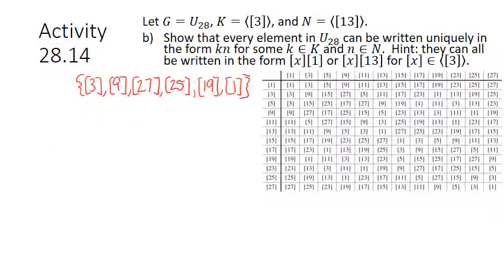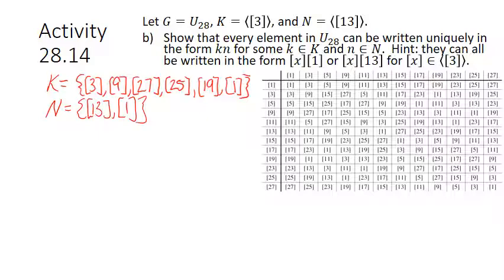Okay, so I just copied and pasted this on here just to remind us what K is, and then N is 13 and 1. So we want to find a way to write every element in U28 in the form k times n for little k in big K and little n in big N.